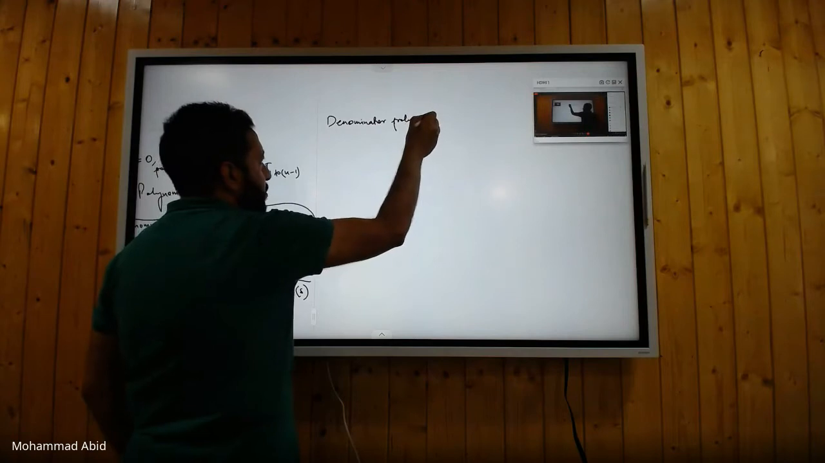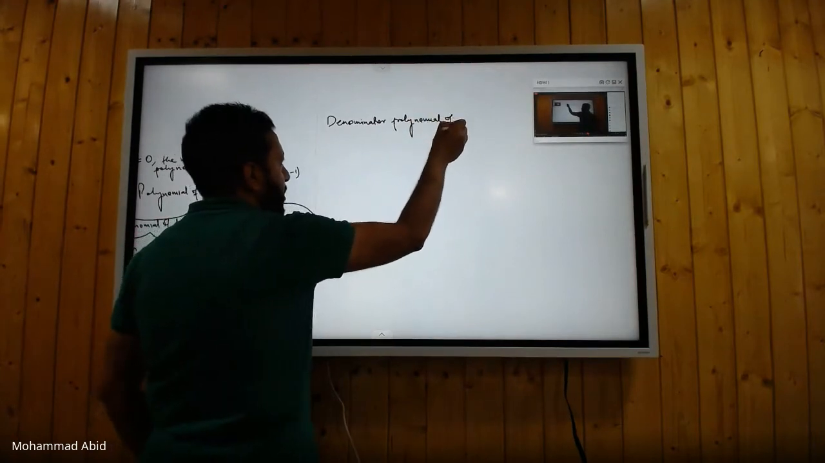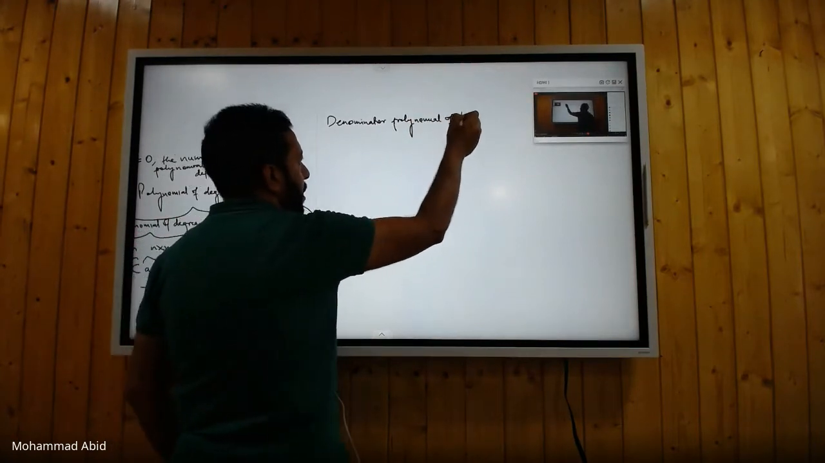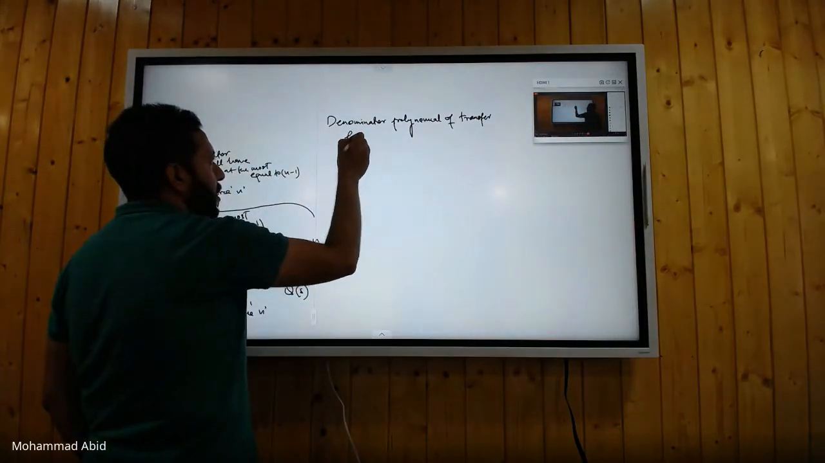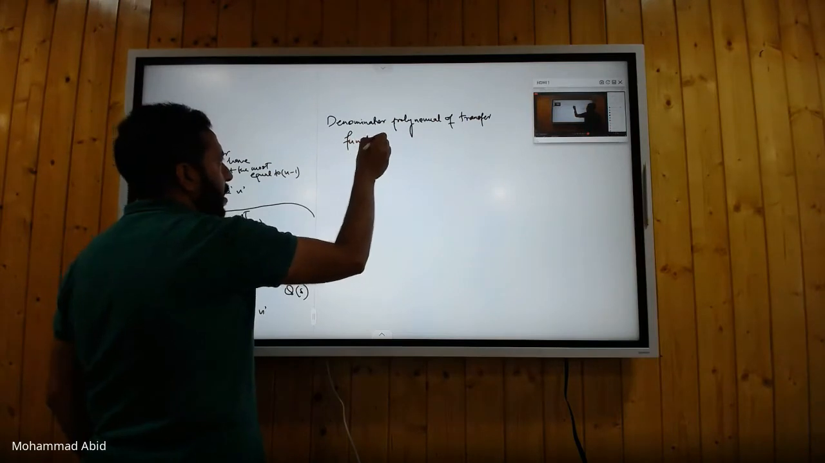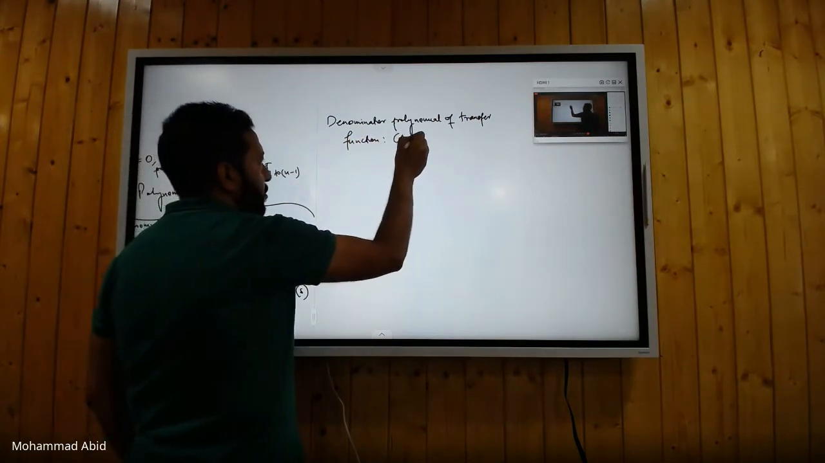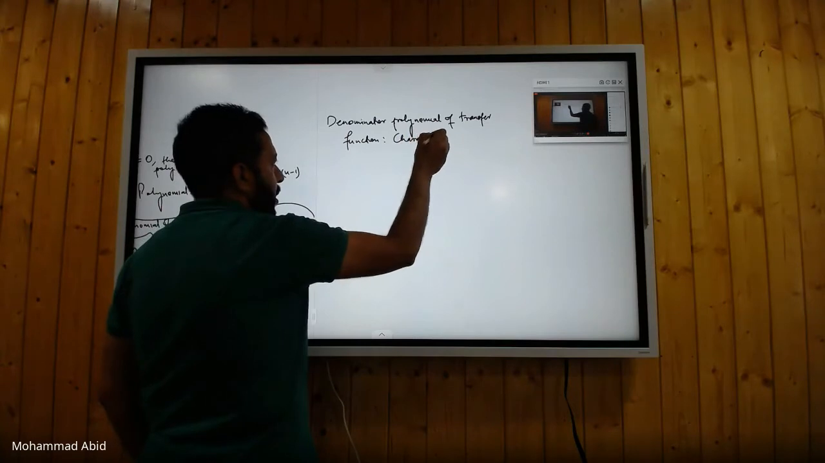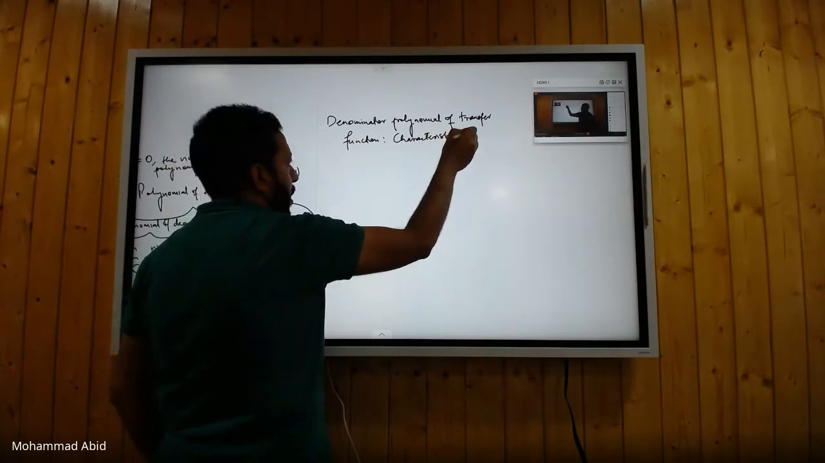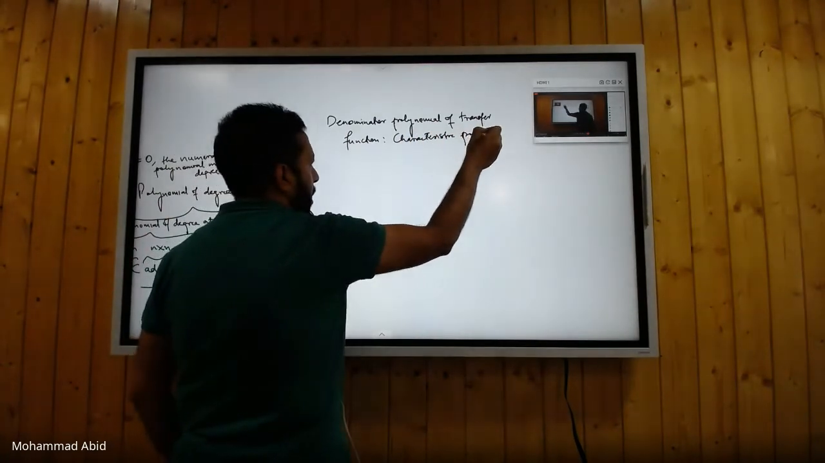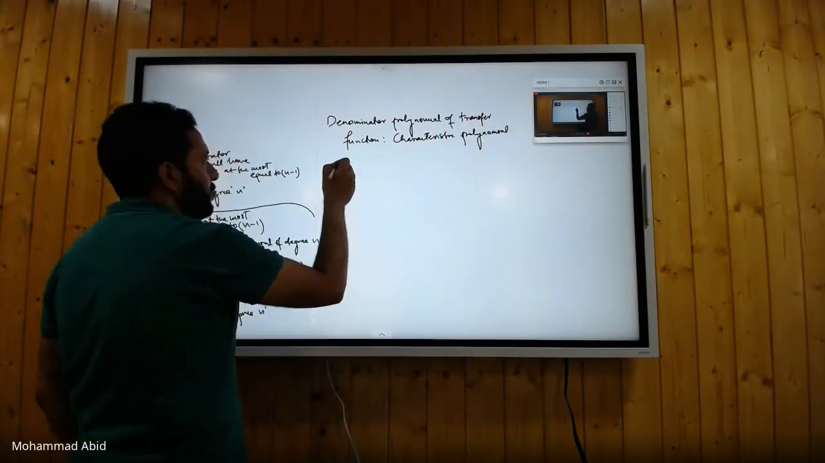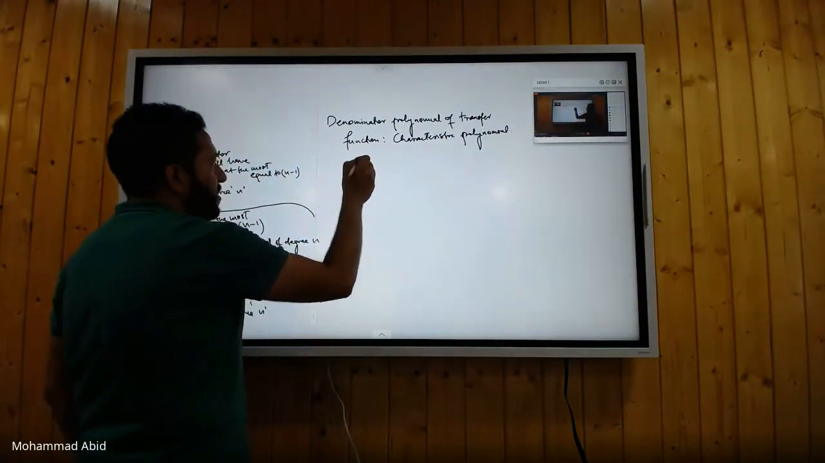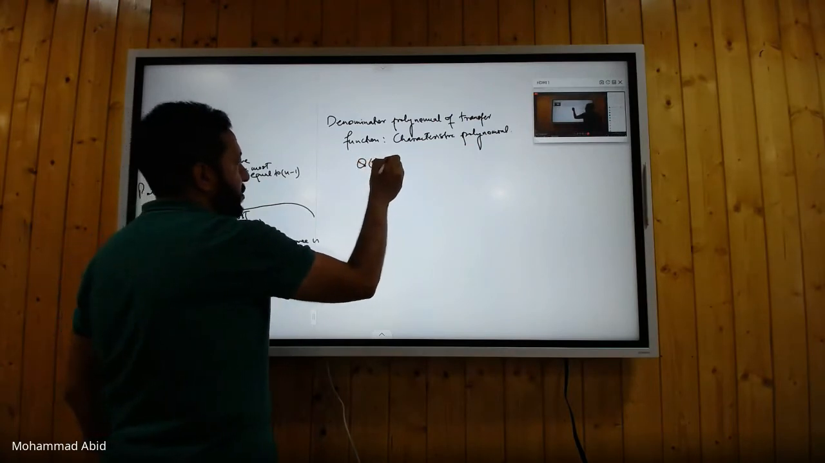What is the denominator polynomial of a transfer function known as? Characteristic equation. Characteristic polynomial, isn't it? It is known as the characteristic polynomial. And what are the roots? And so this Q(s) is the characteristic polynomial.